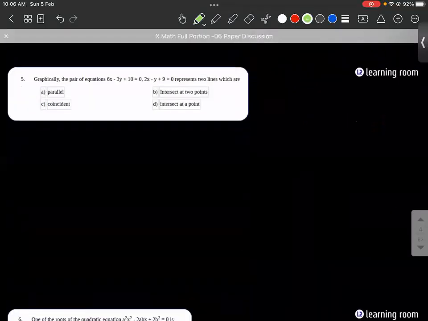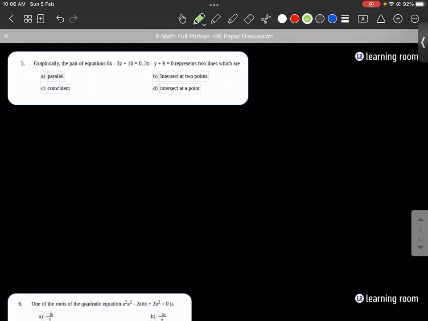Okay, sir. So graphically, the pair of linear equations represent two lines which are, we need not draw the graph. Parallel. What they're asking is, are these lines parallel? They're parallel. Yes, sir. Yes, they are.